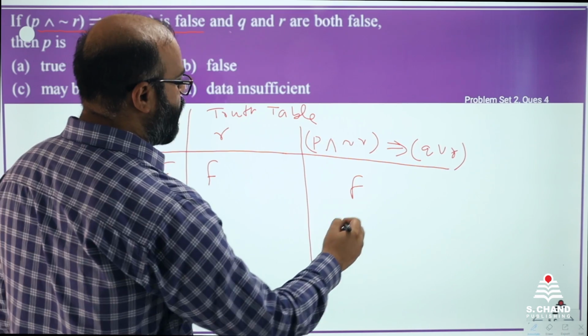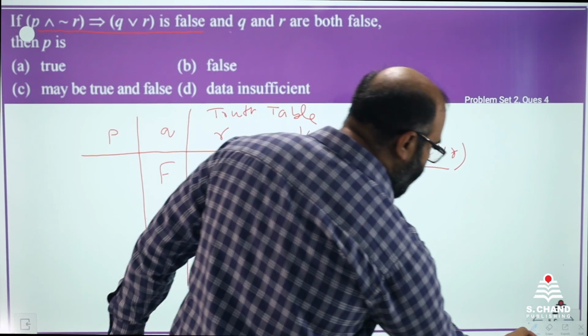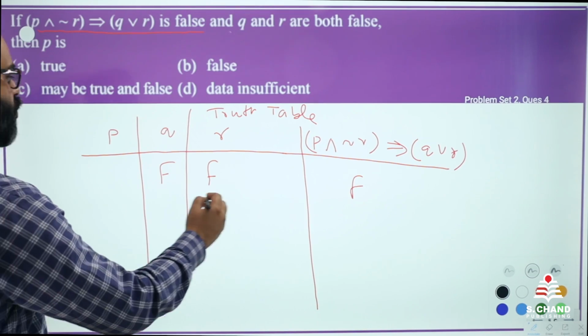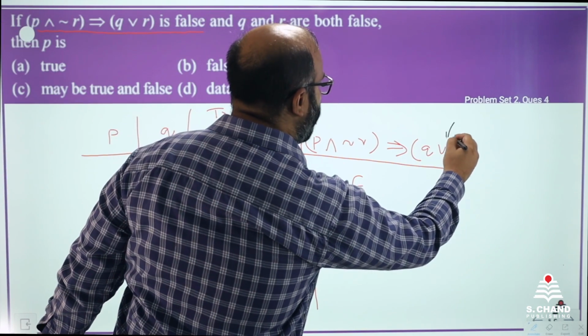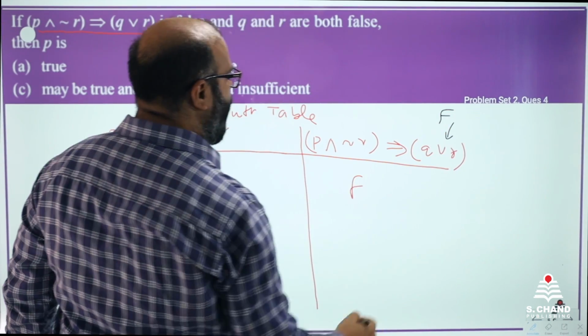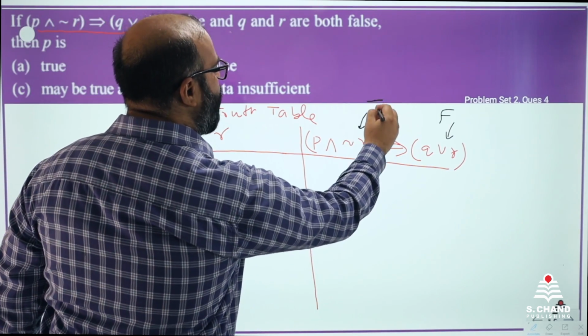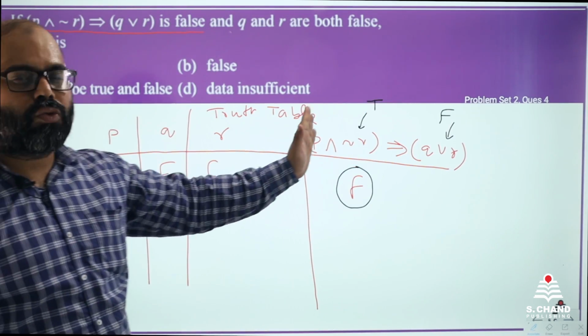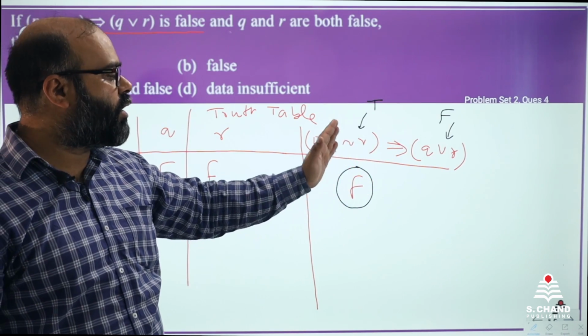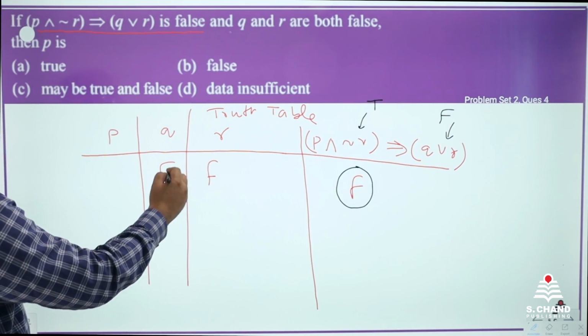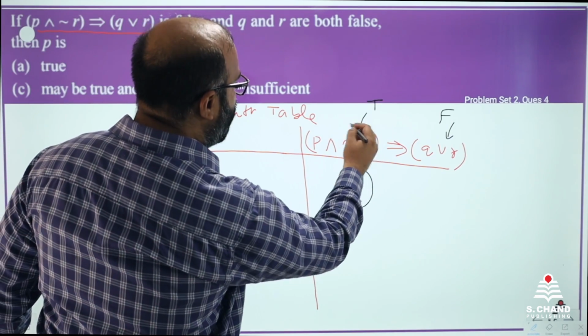Then P is. So if you take Q or R, in that case you get this as false. And you are saying that the resultant is false, then this must be true, because in implication, true to false is false, others are true. So if you take Q or R, that is false because both are false, and this should be true.